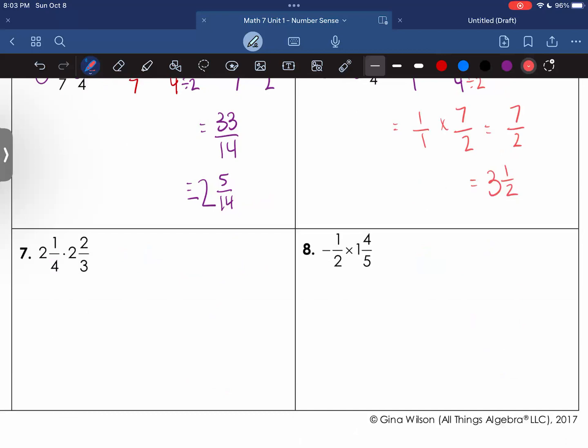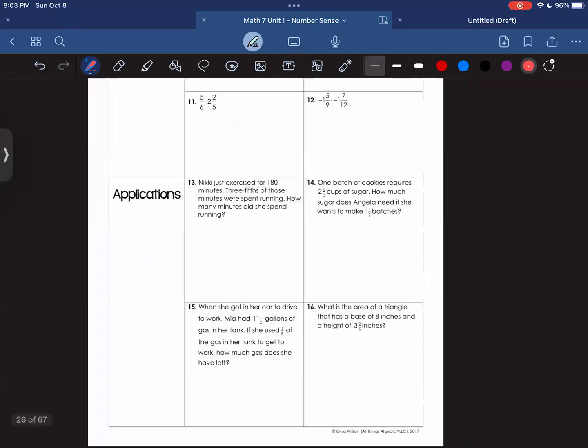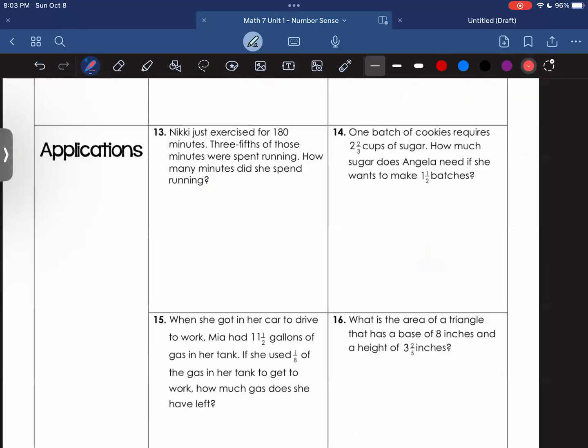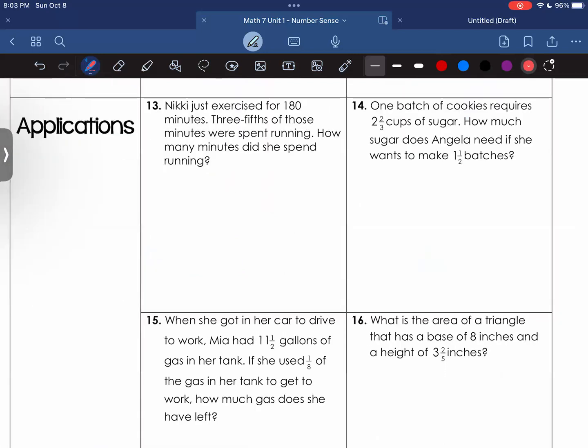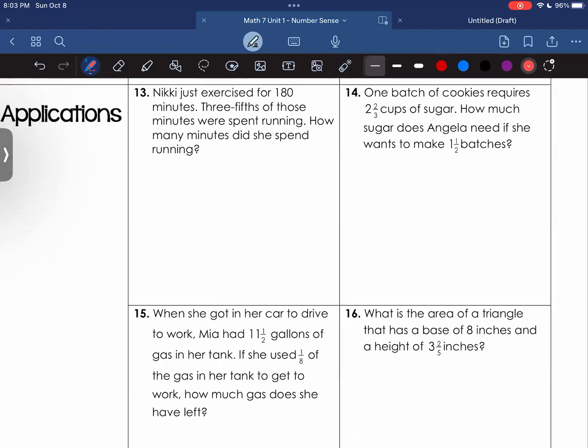Okay, double check that you got all of those answers correct. Now, if you did get all of those correct at this point, you should be good to go. If not, go ahead and practice a few more examples. I'm going to move on and go to the word problems on the back. As you can guess, these are going to all be multiplication problems.